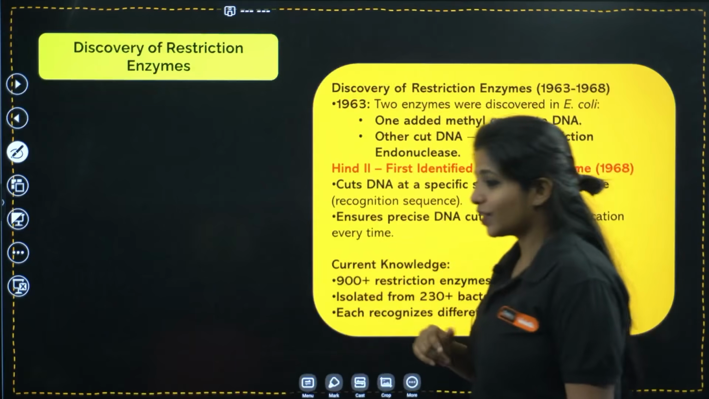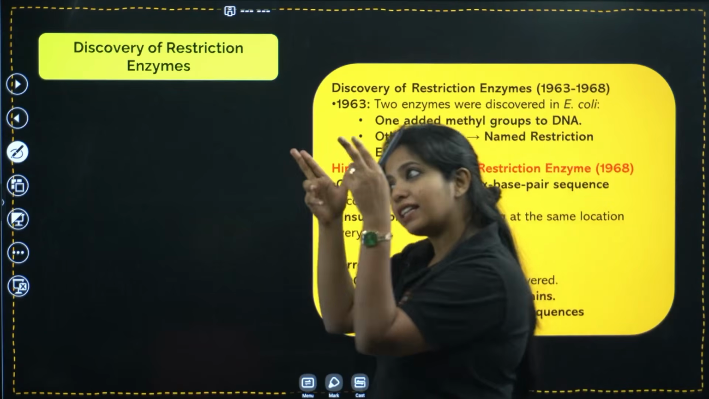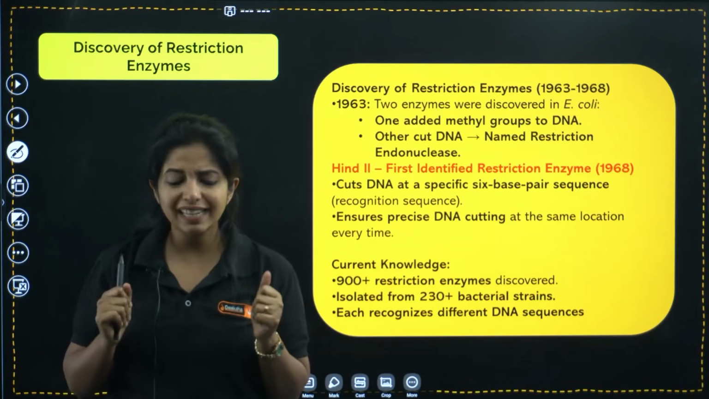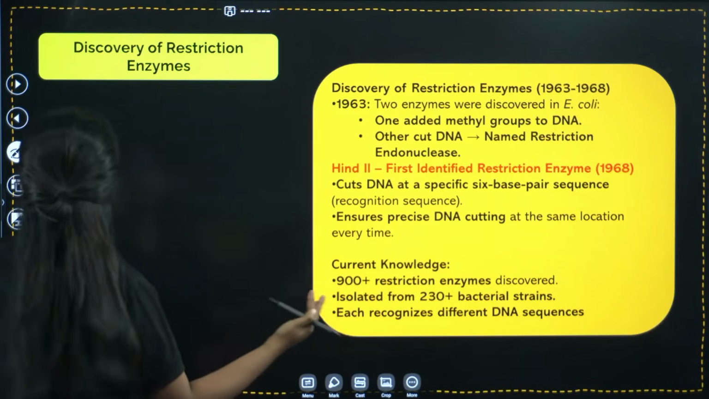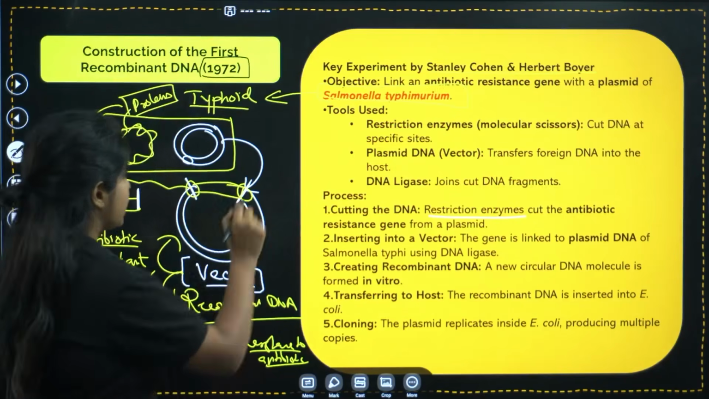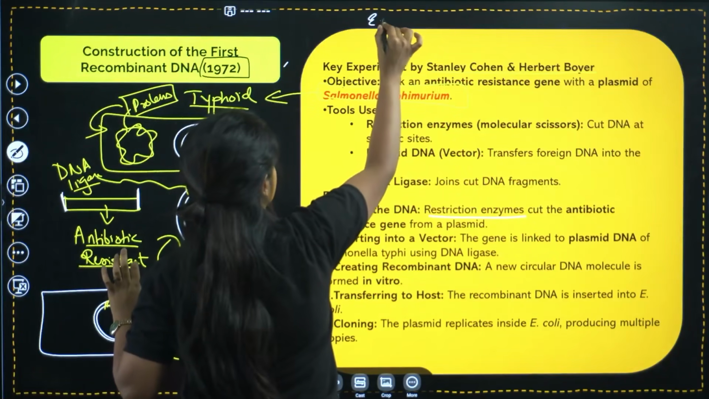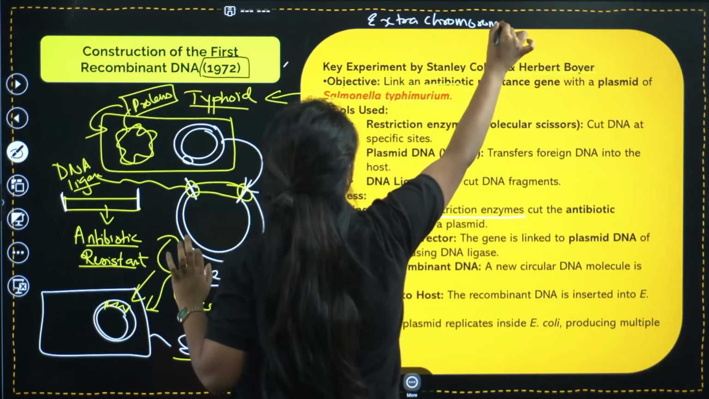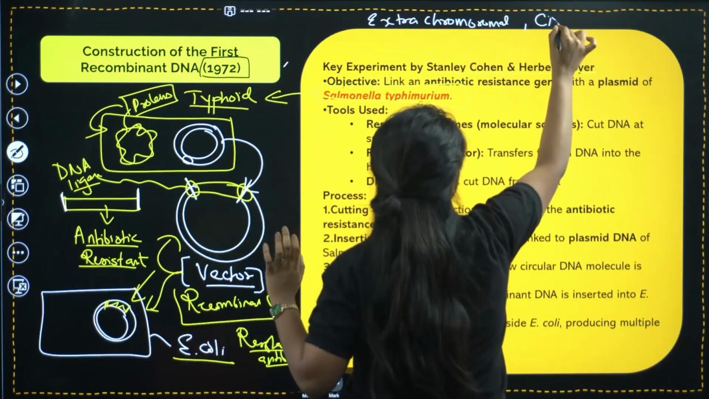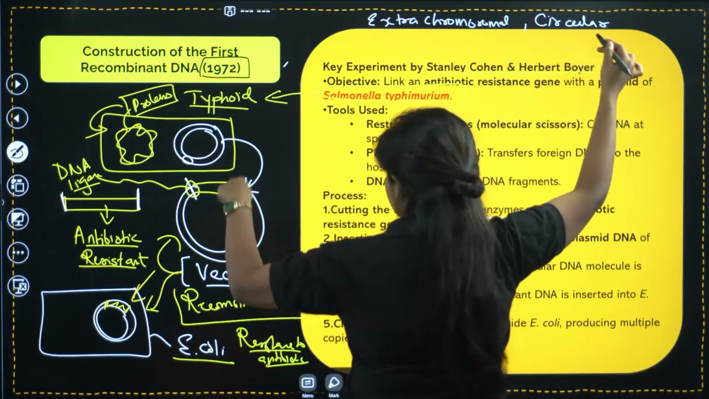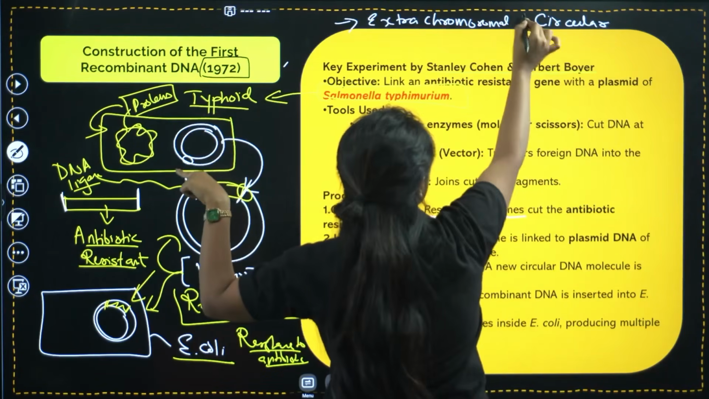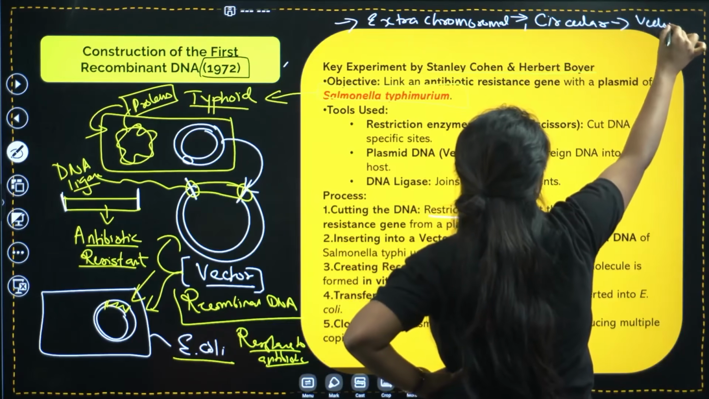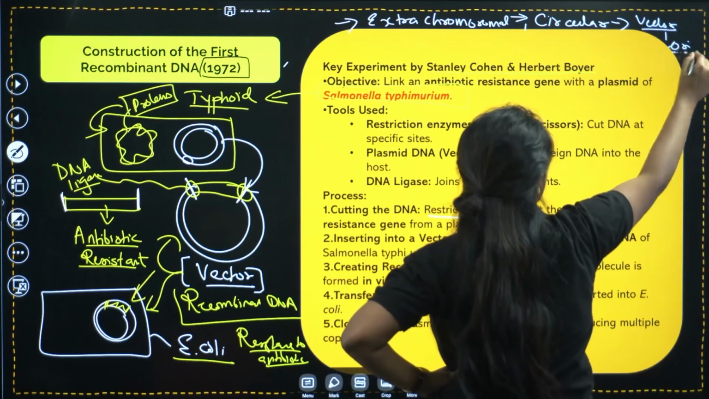Okay. Now, discovery of restriction enzymes. I told you enzymes were needed, right? Before I go into that, please remember plasmid is extra chromosomal. It is extra chromosomal in nature, and remember it is circular in nature. Circular, extra chromosomal, and it mostly acts like the vector. It has its origin of replication.